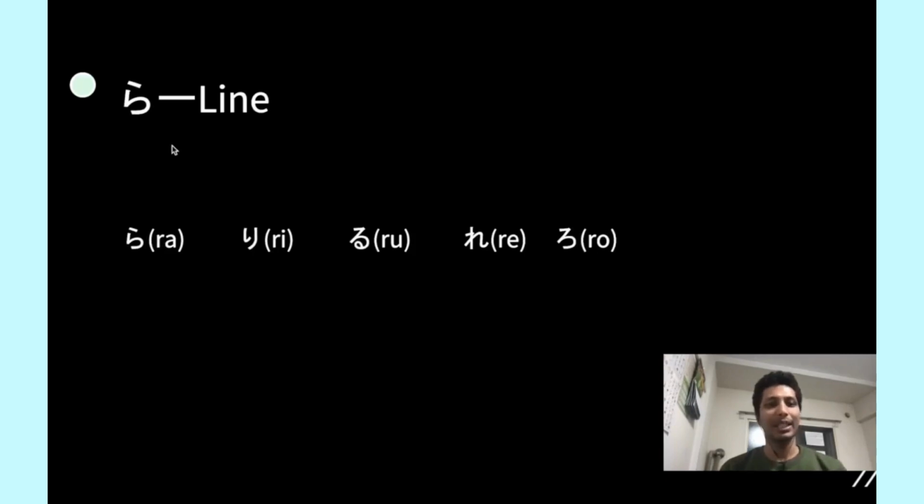Next is the ra line. In the ra line we also don't have to remember any exception, pretty much similar to what we learned in the past, like the ka line or sa line or ma line. Similar to this is ra, ri, ru, re, ro. Again, ra, ri, ru, re, ro. I'll be repeating: ra, ri, ru, re, ro. Okay, your turn.